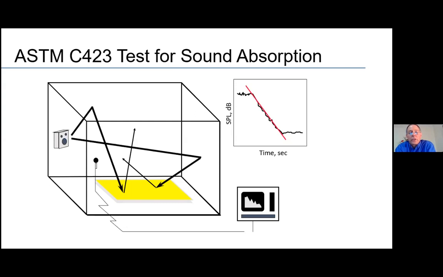Basically, there is an enclosure with a noise source inside of it, as well as a microphone. There is a fixed level of noise introduced to the room. It's allowed to reflect off all the surfaces in the room until the noise level within the room reaches a steady state. And then the noise is shut off, and the rate at which the noise level dissipates is measured.